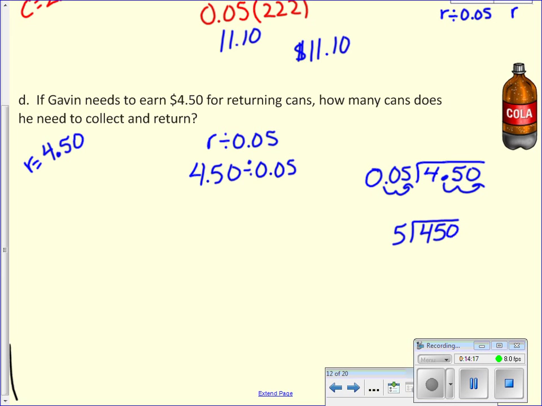So divide. So 90. 90 what? 90 cans. That's why I asked. That's what we have to be careful of. 90 cans. Let's continue.